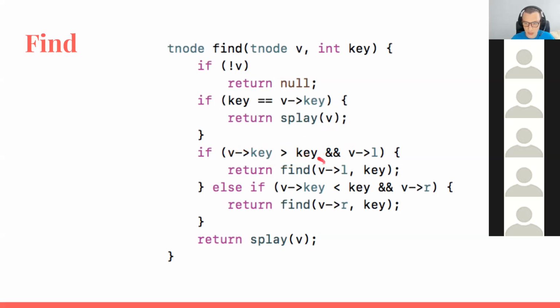And then we compare it, so that we understand if we want to go to the left or to the right. If the key in this vertex is bigger than what we are looking for, then obviously we should go to the left, and otherwise to the right. And please note that we have one more thing in the if statement.